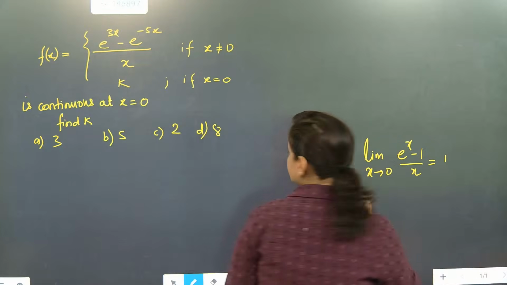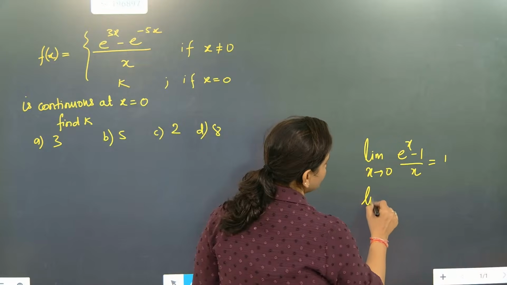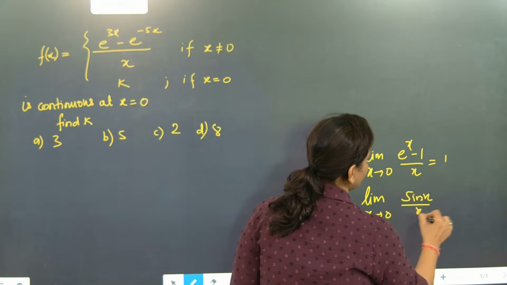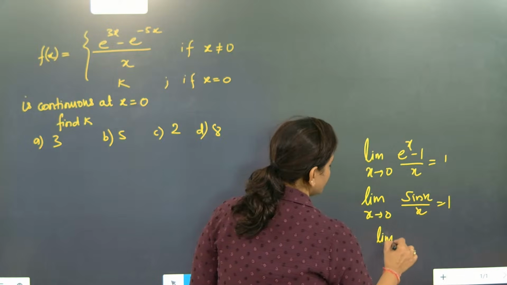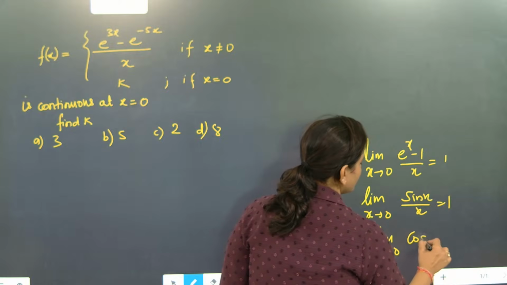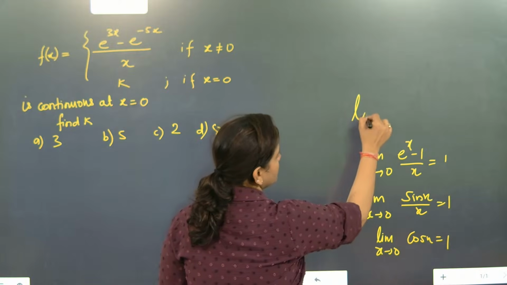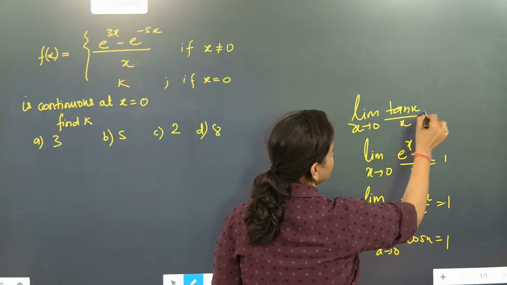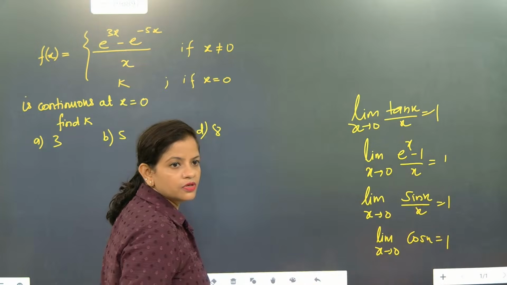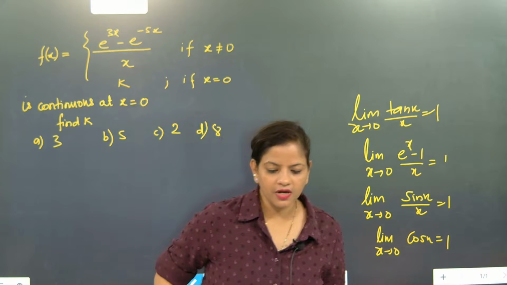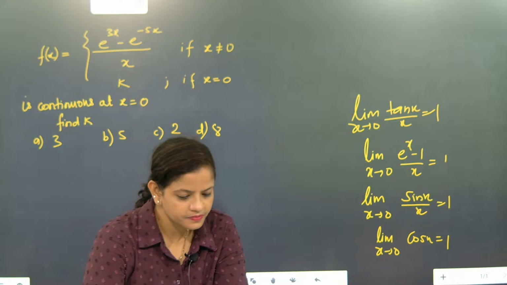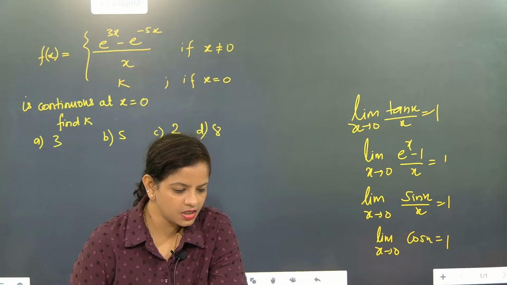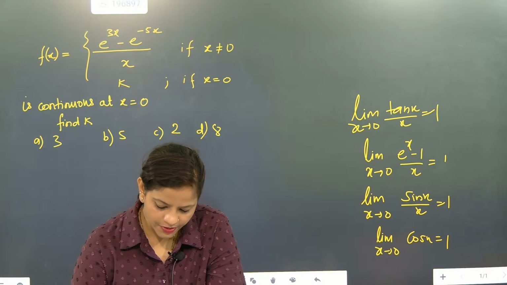Now some formulas I am giving, till then you people are writing. Limit x tends to 0, sin x by x is equal to 1. Limit x tends to 0, cos x is equal to 1. Limit x tends to 0, tan x by x is equal to 1. Understood? Write these formulas, please, so that you do not get misguided.